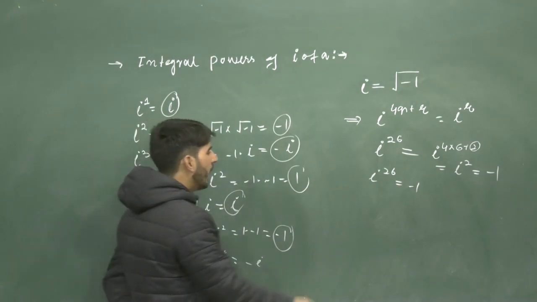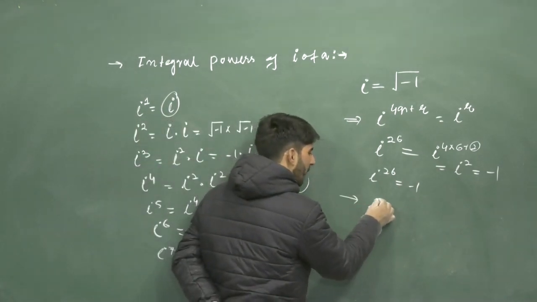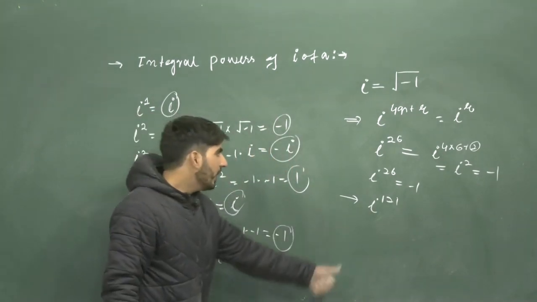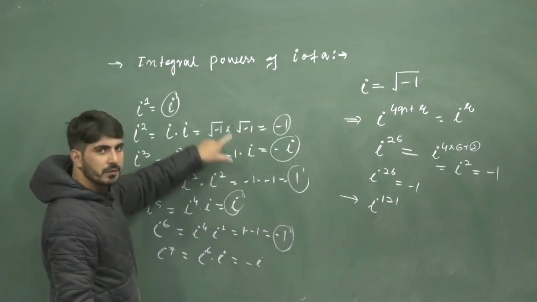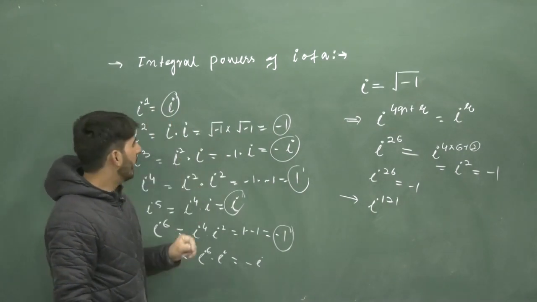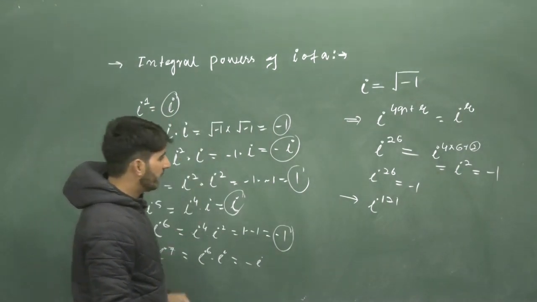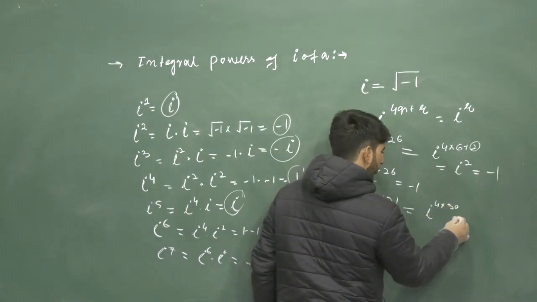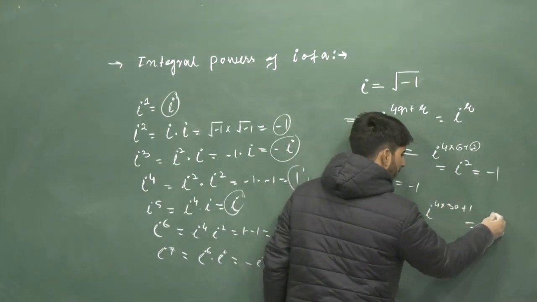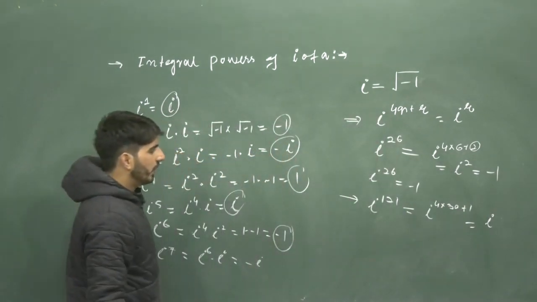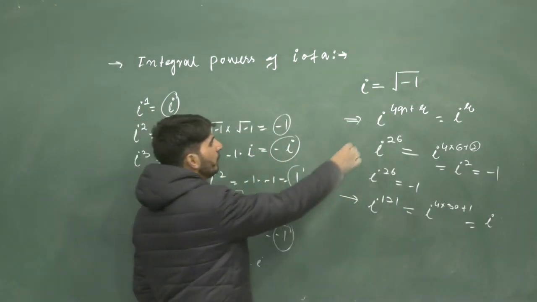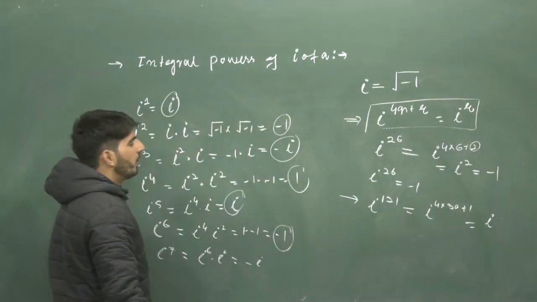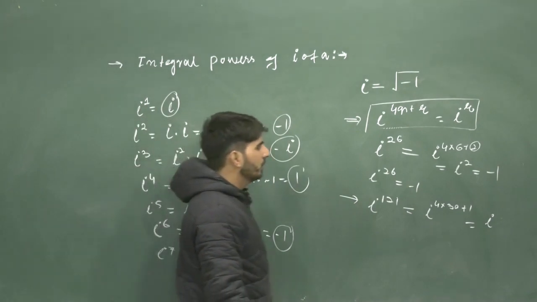In the same way, if you have to find the value of iota raised to power 121, the value will be one of these 4, meaning you will get either 1, minus 1, iota or minus iota. So you can break it as iota raised to power 4 into 30, that is 120, plus 1. This is iota. So iota raised to power 121 is iota. You can apply this formula for any power of iota and you will get its value.